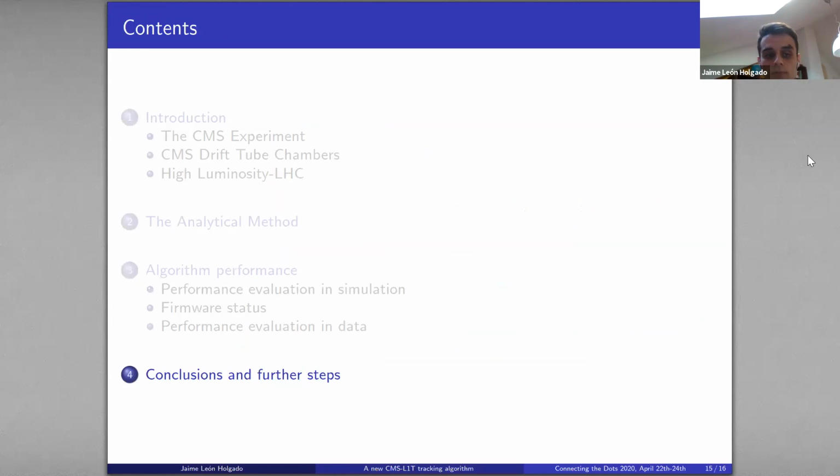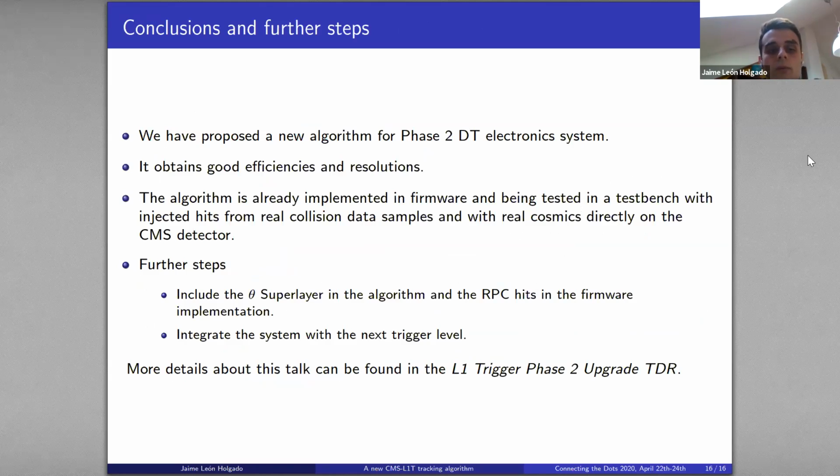Just to conclude, in this talk we have proposed a new algorithm for the phase 2 DT electronic system. It obtains quite good efficiencies and resolutions. The algorithm is already implemented in firmware and is being tested in a test bench with injected hits from real collision data, and also in the real CMS with real cosmics, directly on the detector. As further steps, we would like to include the theta superlayer, because we are not using it at all right now. We would like to include it in the algorithm, and also the RPC hits in the firmware implementation. We would also like to integrate the system with the next trigger levels.